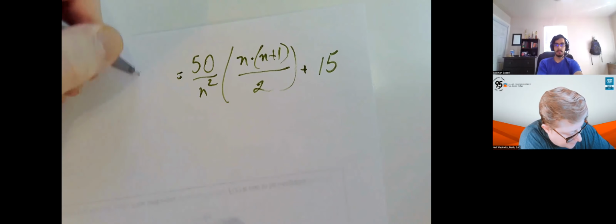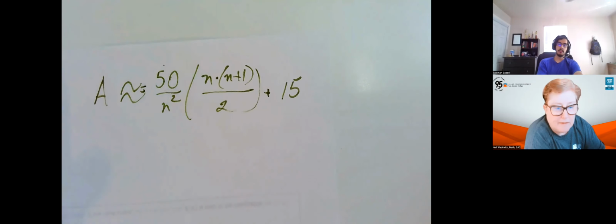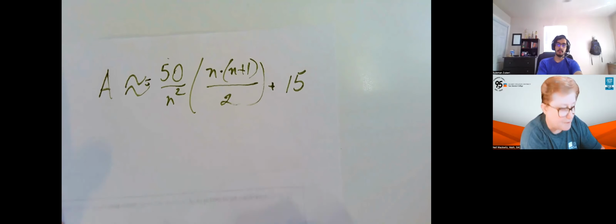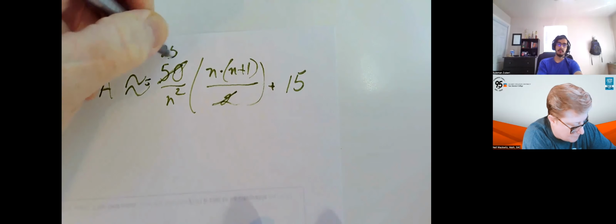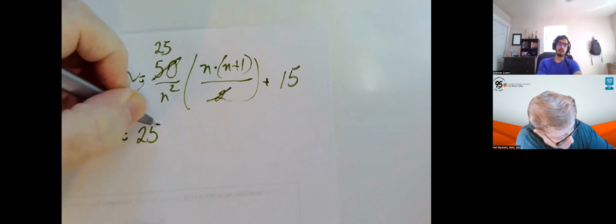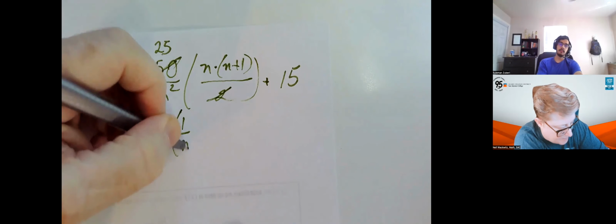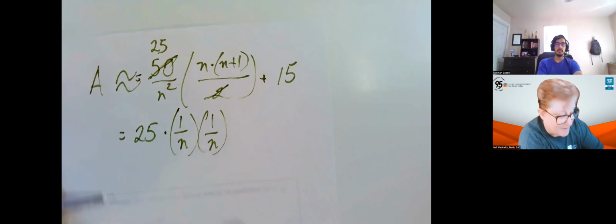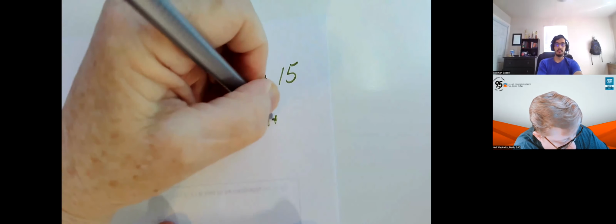So this is still my area approximation. And what I want to do at this step seems a little bit weird, but it's foreshadowing. First, I want to reduce. 50 divided by 2 is 25. So now I've got 25 times, and 1 over n squared, is that the same as 1 over n times 1 over n? Yes. Okay, good. And we have that times n plus 1.